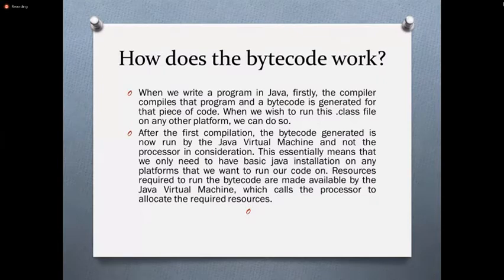After the first compilation, the bytecode generated is run by the Java virtual machine, but not by the processor. It means that we only need to have a basic Java installation on any platform on which we want to run our code. Then the resources required to run the bytecode are made available by the Java virtual machine, which calls the processor to allocate the required resources.